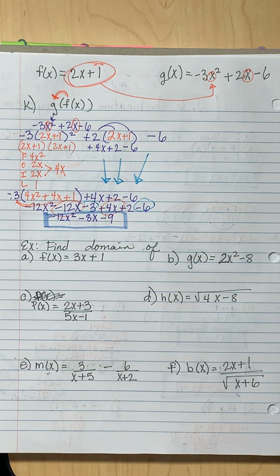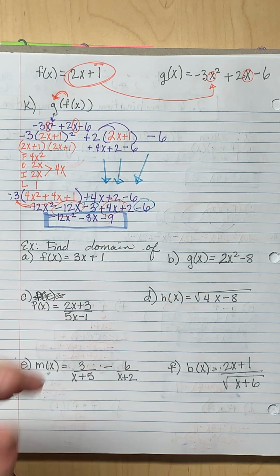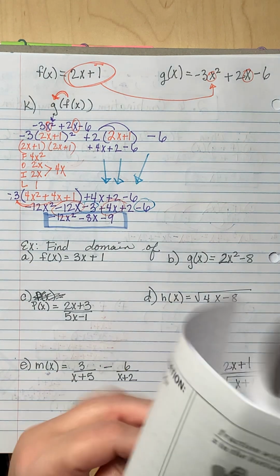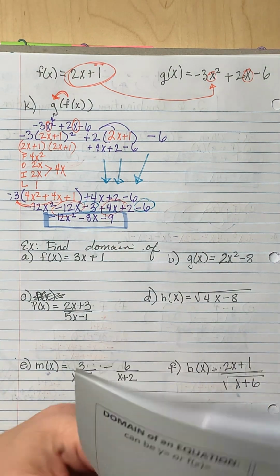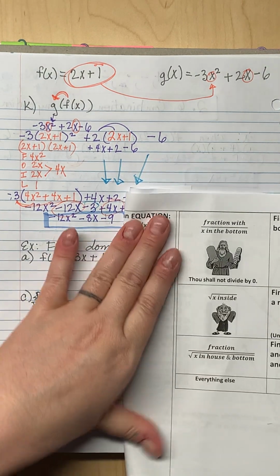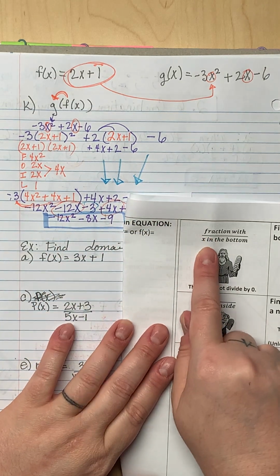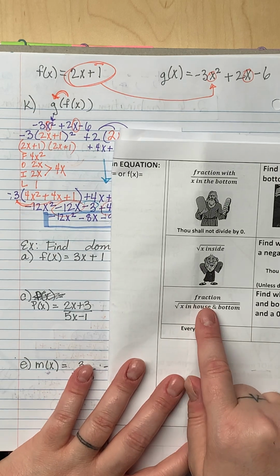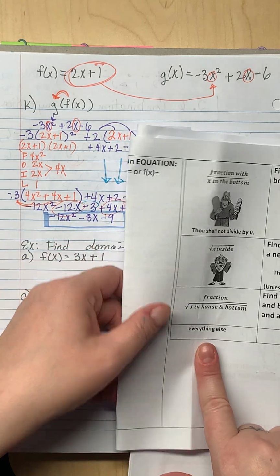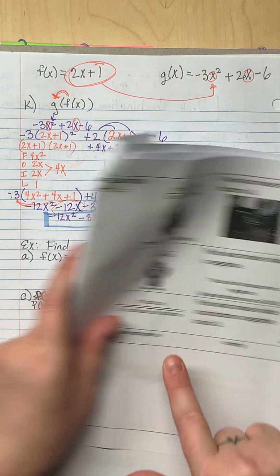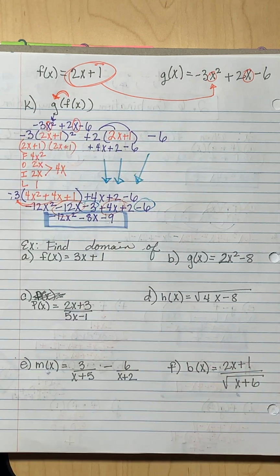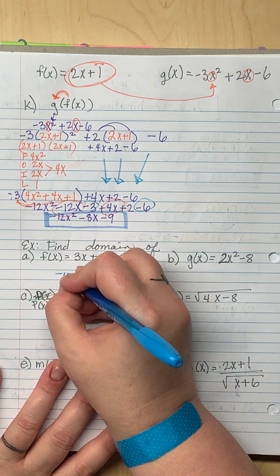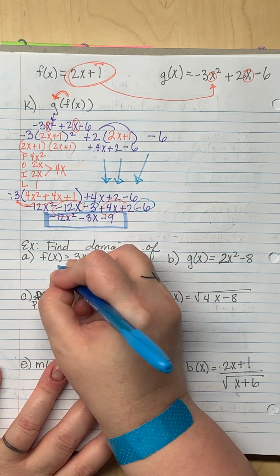So let's see here. If I want to find the domain of this, 3x plus 1, well, 3x plus 1 is not a fraction with x in the bottom. It's not a square root. It's not a fraction with a square root. It's everything else. So the domain is negative infinity to positive infinity. Woohoo! These are my favorite.